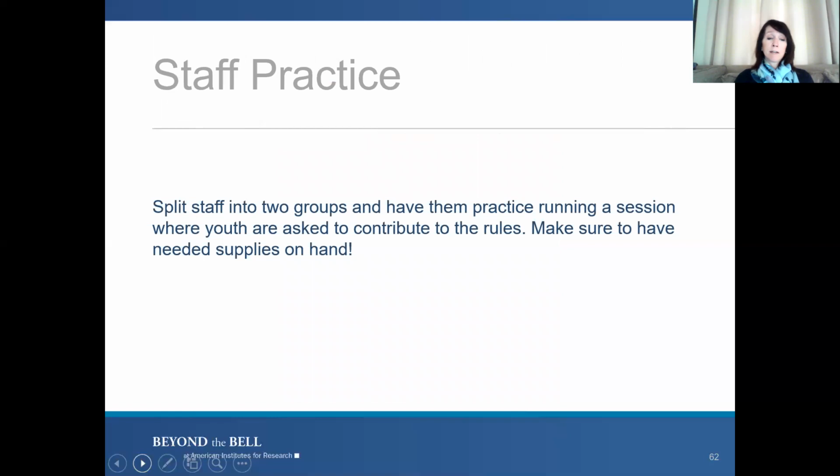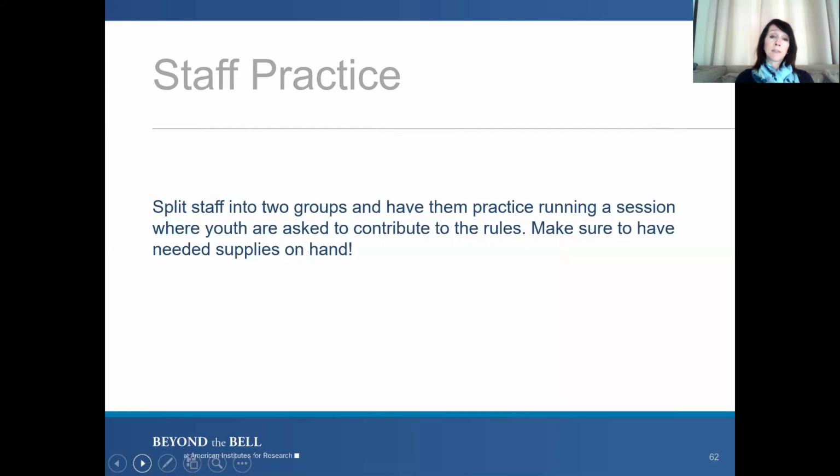Then in our in-house training, I would split the staff into 2 groups and have them practice running a session where youth are asked to contribute to the rules. Make sure to have the needed supplies on hand. You might ask for 2 volunteers to be the facilitators, and then they would run through a little mini session. And in doing so, they would become familiar with this practice and have seen it once from you, the facilitator, and then be engaged in it.